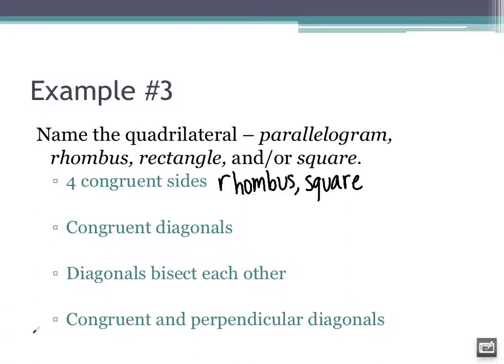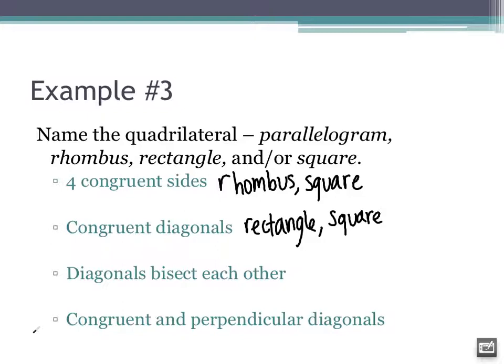Okay, next one, congruent diagonals. Is this true of a parallelogram? No. Is it true of a rhombus? No. It is true of a rectangle. So this describes a rectangle. All the properties of a rectangle, a square also has. So this also describes a square. So you should see now, anytime you write down rhombus, you have to write down square. Anytime you write down rectangle, you have to write down square.